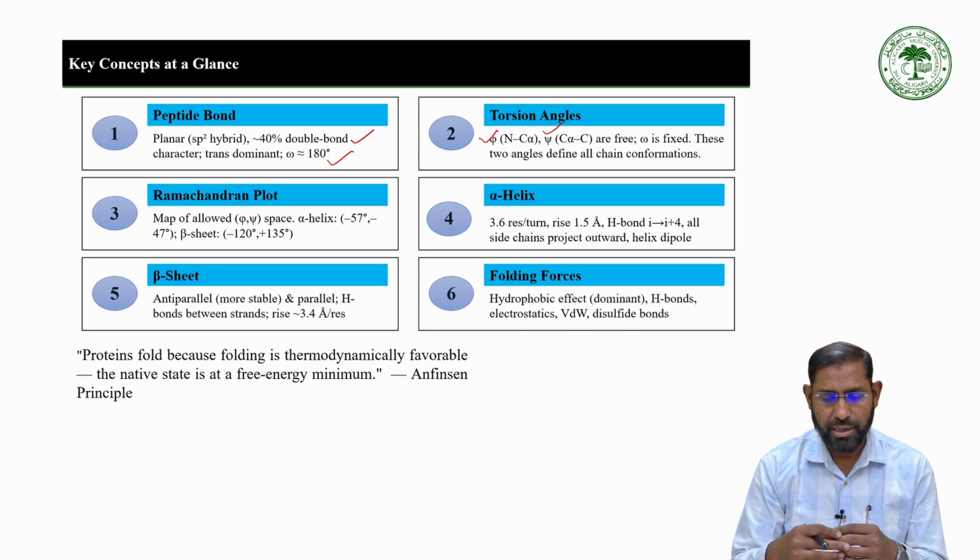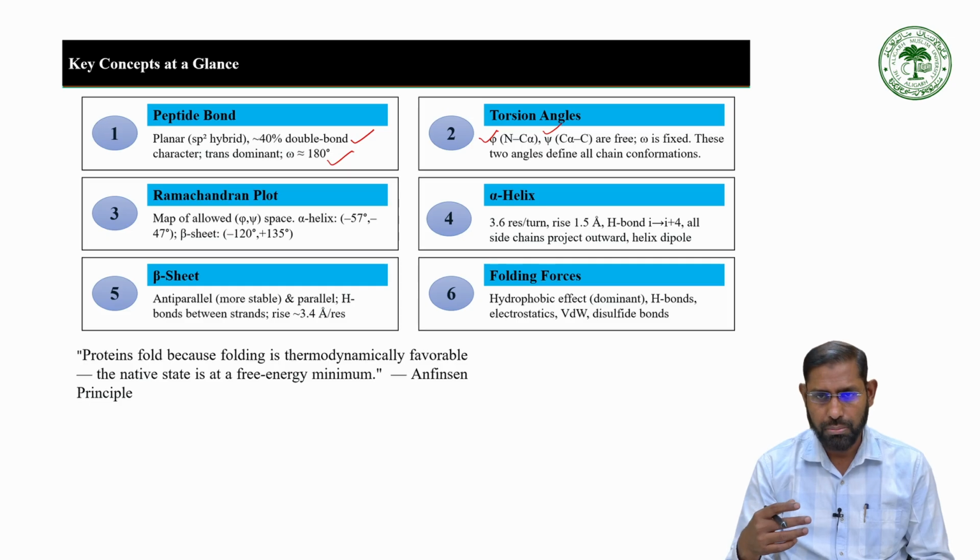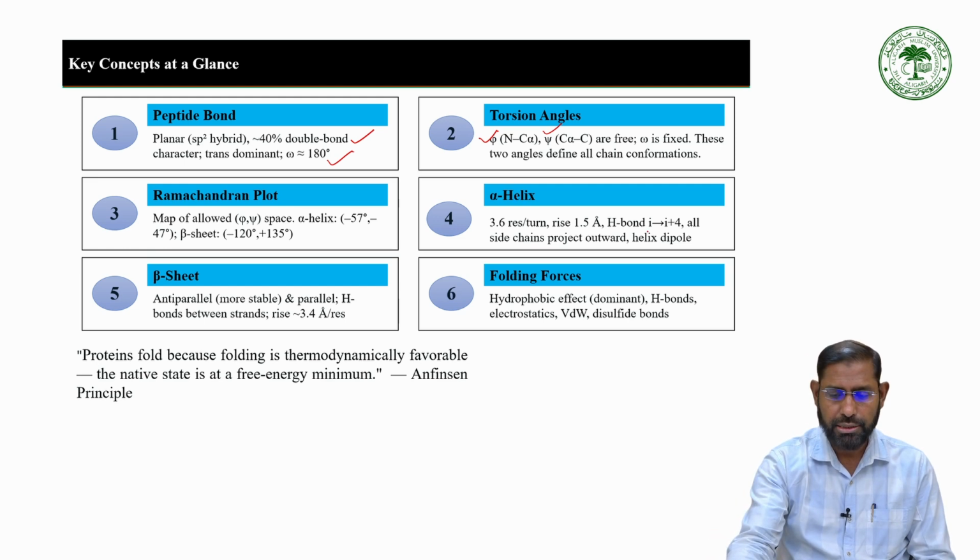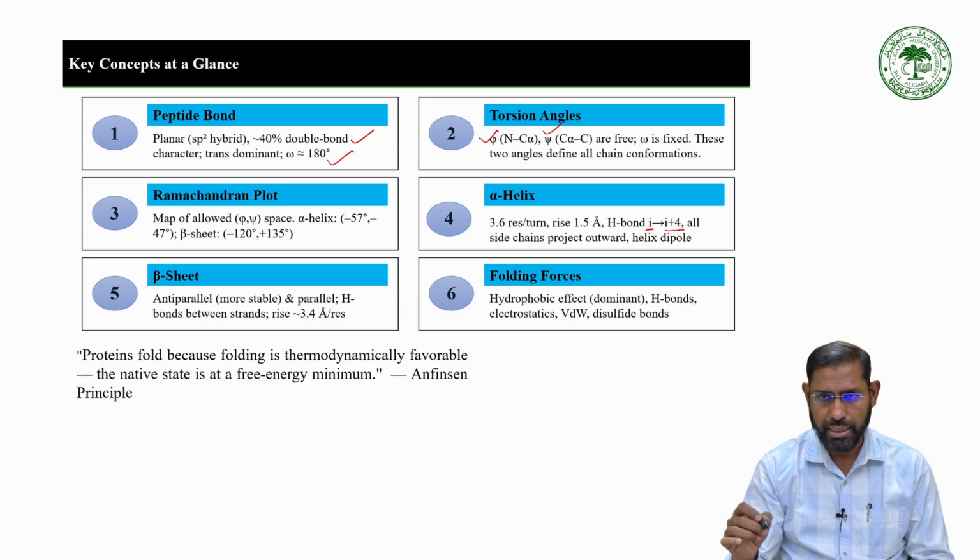Then we have the alpha helix, one of the structures. It has 3.6 residues per turn, and the rise per residue is 1.5 angstrom. It has hydrogen bonds from NH of residue i to CO of residue i+4, meaning the fourth residue of the helix forms a bond. All side chains project outward, and it develops a helix dipole.